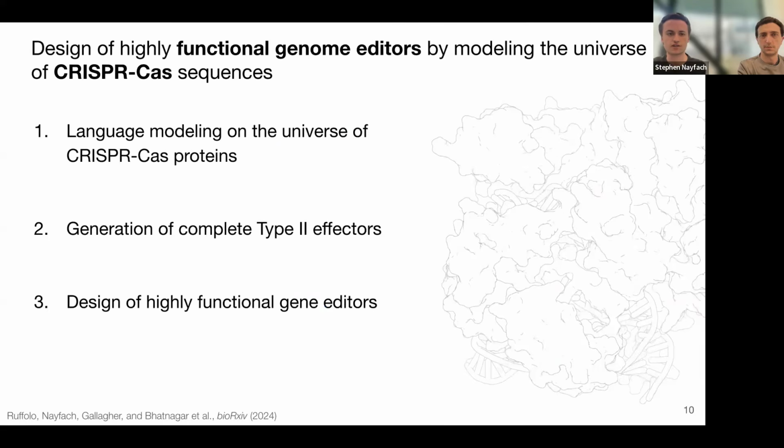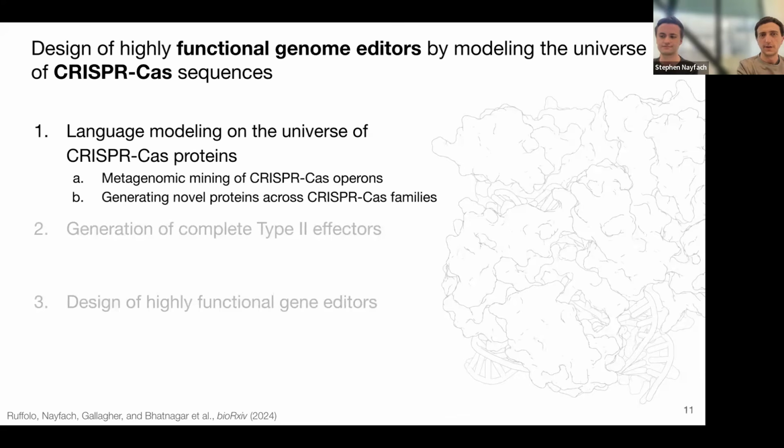So for the Open CRISPR project, we'll start broadly by looking at language modeling applied to CRISPR-Cas systems overall, and then we'll focus in on type 2 systems, which contain Cas9, and then finally we'll design some gene editors in a constrained manner that we test in the lab and ultimately release one of.